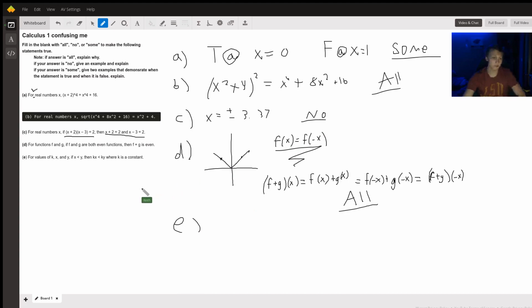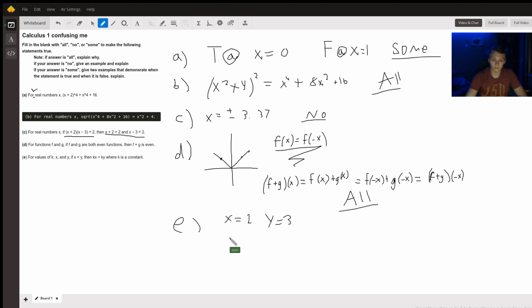And for E, we have for values of k, x, and y, if x is less than y, then kx is less than ky, where k is a constant. And this seems to be true for all, but you need to remember that k is any constant. So for example, let's let x equal something easy, 2, and y equal something like 3.